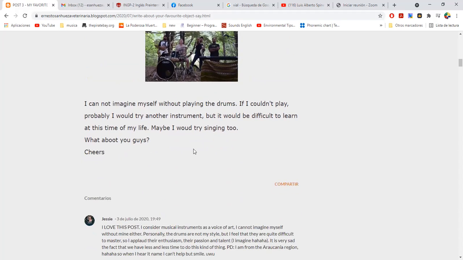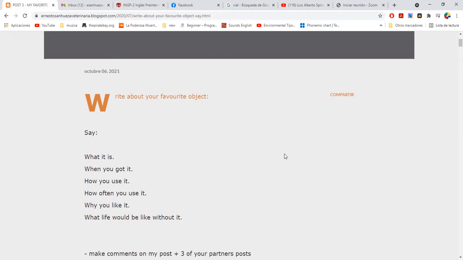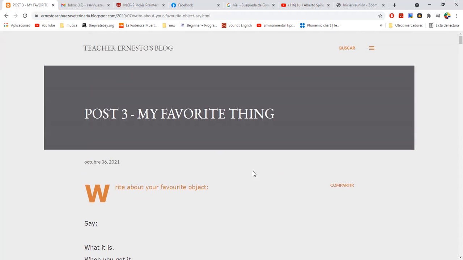I cannot imagine myself without playing the drums. If I couldn't play, probably I would try another instrument, but it would be difficult to learn at this time of my life. Maybe I could try singing too. What about you guys? Cheers. So that's it, my friends. That is my post and my example about my favorite thing. And these are the instructions you have to follow. All righty?